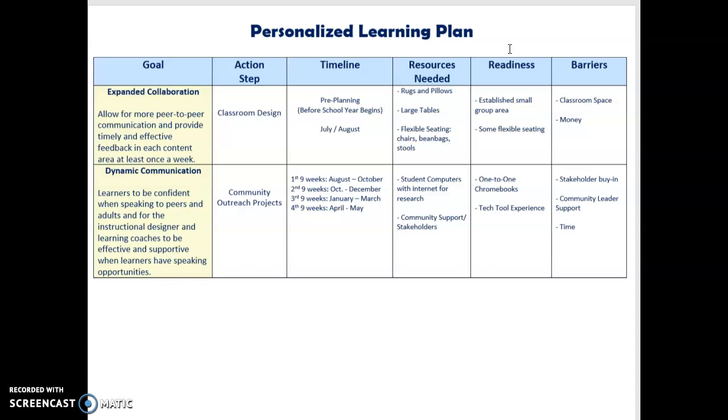They would need student computers for internet research, and they would also need the support of community leaders and stakeholders. The readiness is that students already have one-to-one Chromebooks and are already pretty tech savvy, being fifth graders, so they already know how to navigate a computer. But the barriers here would be the stakeholder buy-in and the community leader support. How are we going to get this? How are we going to reach out to those community members? And how are students going to be able to effectively complete those projects?